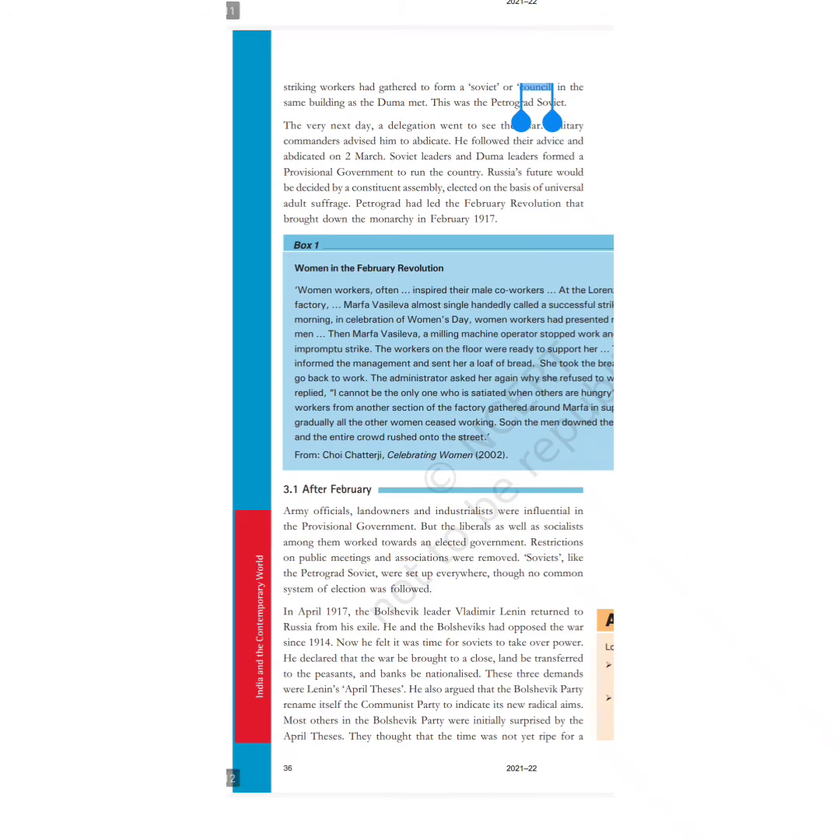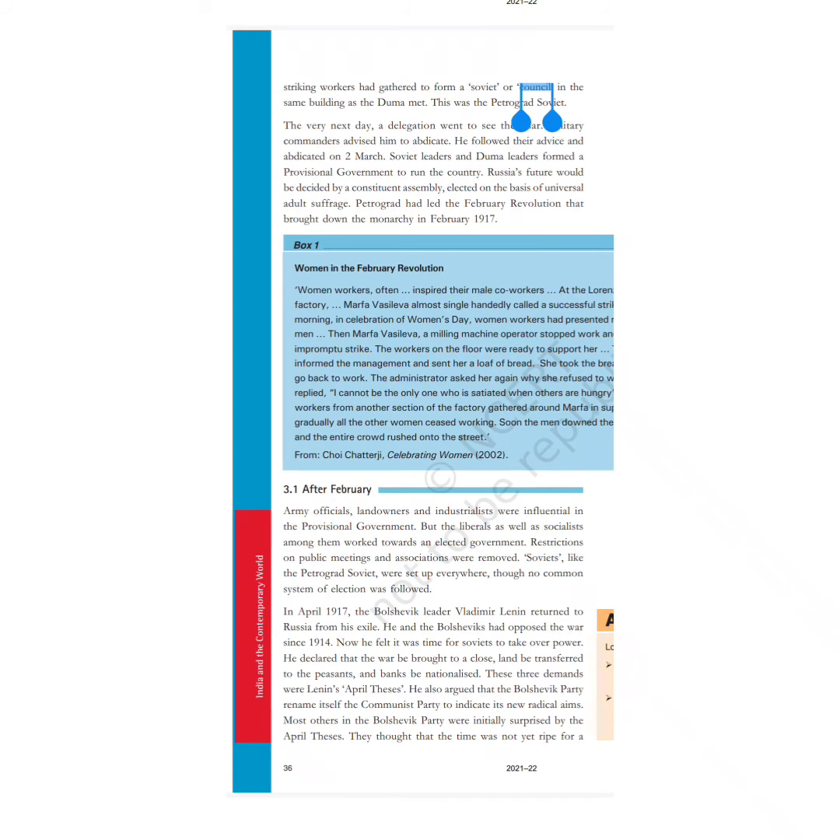Now, class, what happened after February? So we have seen how in 1917 the monarchy was brought down in Petrograd. Now we are going to discuss what happened after February 1917.